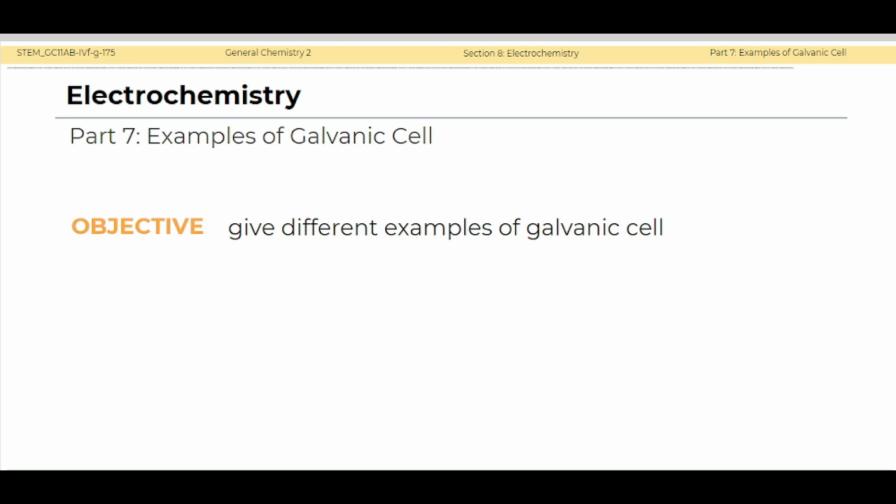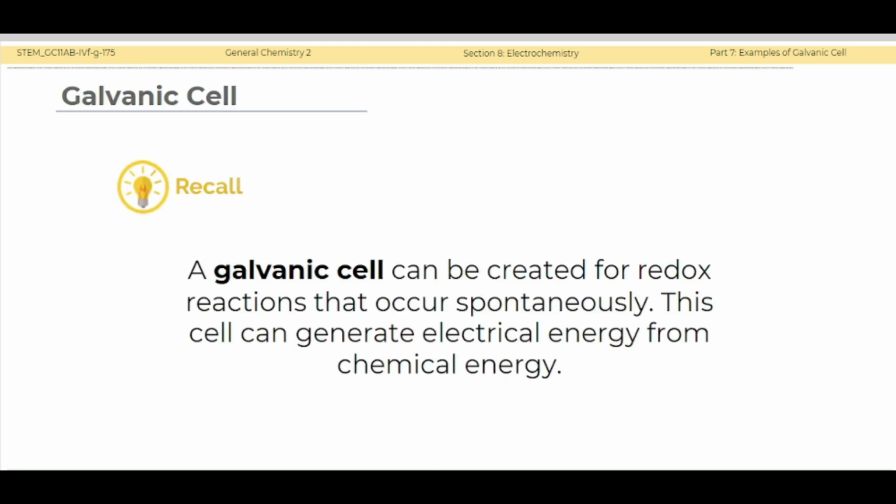In this lesson, we will give different examples of galvanic cell. Recall that a galvanic cell can be created for redox reactions that occur spontaneously. This cell can generate electrical energy from chemical energy.